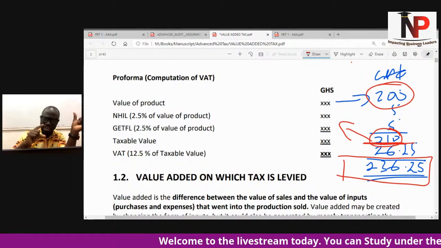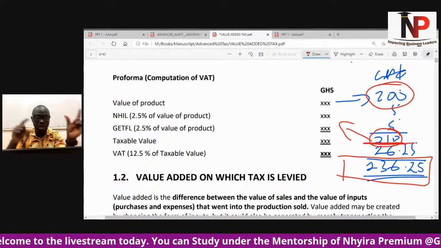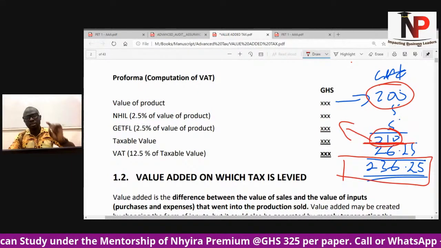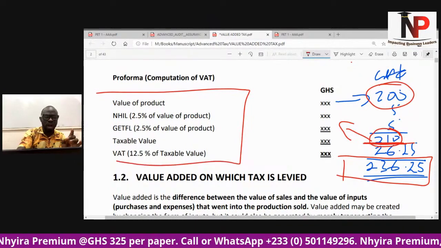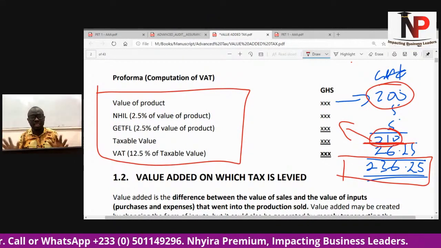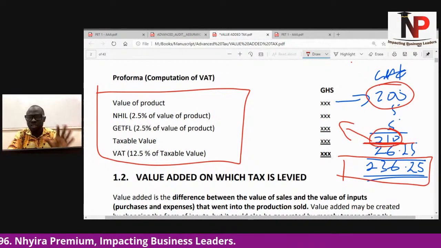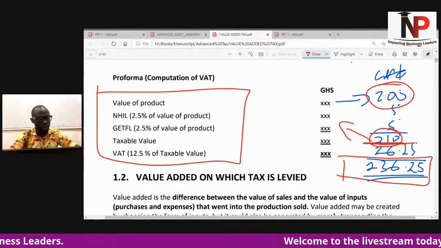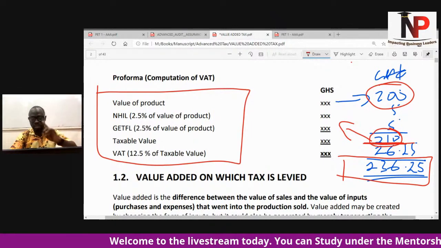So I hope you are getting the principle very well in relation to how the treatment is going. So that is the pro forma there. And like I said, this pro forma is going to set the pace for us to do a lot of workings later on. And so if there is anything you're going to be forgetting about value-added tax, at least the computation is very, very critical because this is going to set the tone for you to be able to understand what it is that is going on in that case.